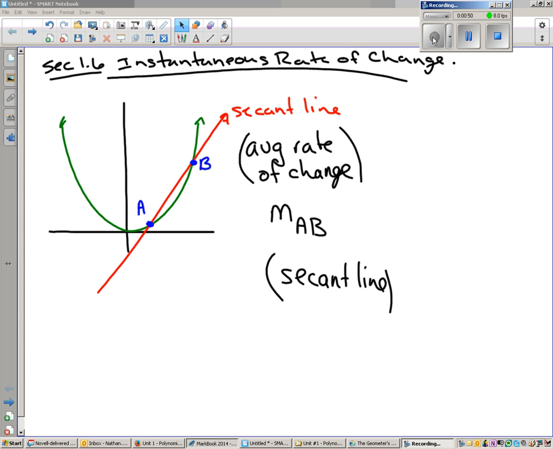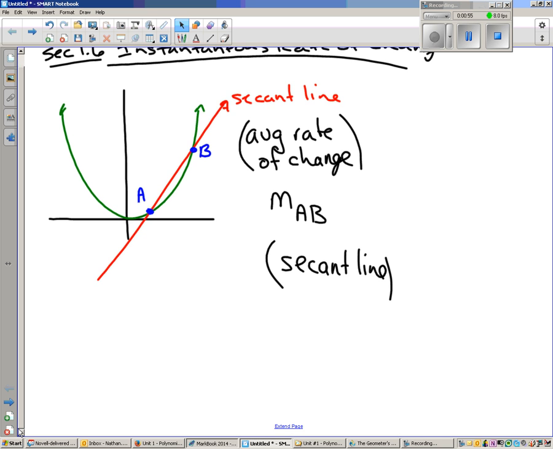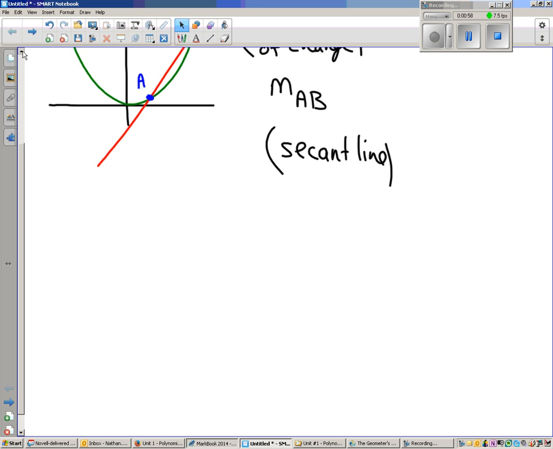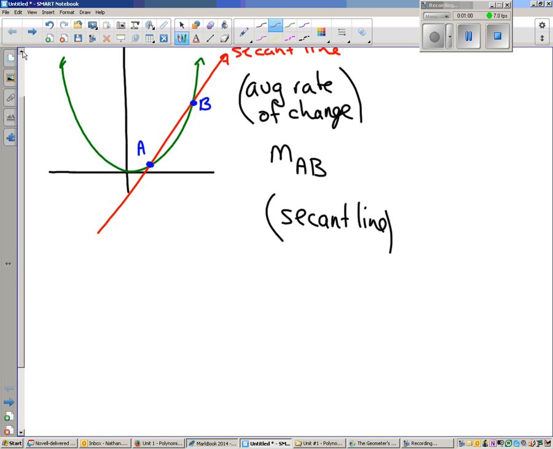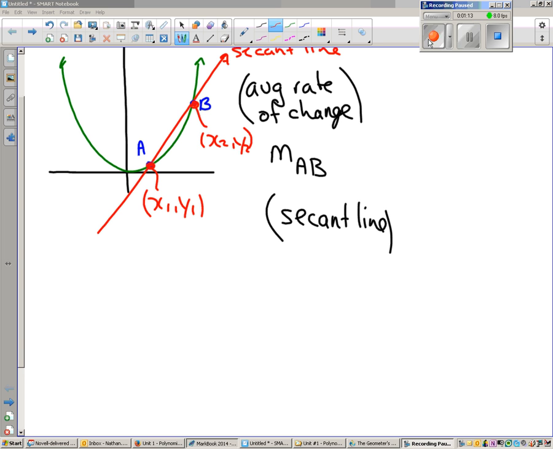Okay, and at the end of class on Friday, we were looking at the distance between the x values. So this point was labeled x1, y1, and this point was labeled x2, y2. We could take those 2 points and turn them into function notation, and we have x2, f of x2, and x1, f of x1.